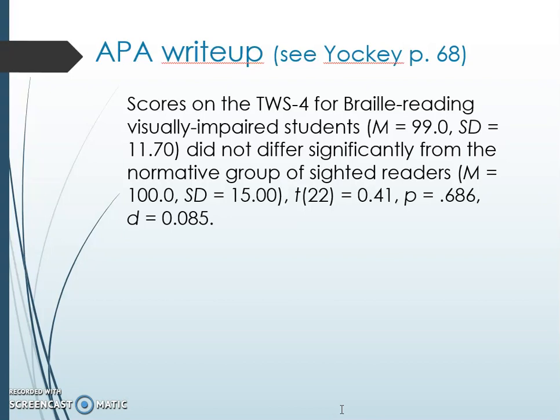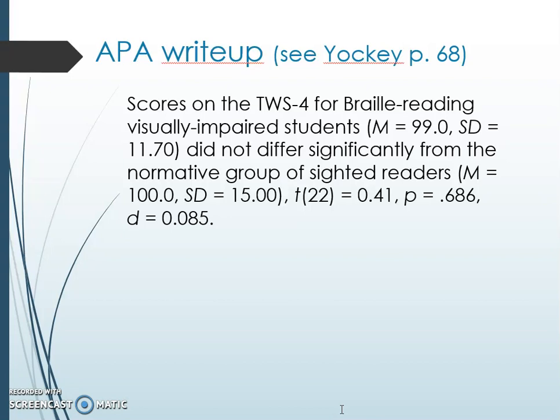So it says t and then 22 in parentheses. You'll recall that that's the degrees of freedom for the t-test. And then it gives you the value 0.41. I took off the negative sign because it really doesn't have meaning. And then the p-value that was actually reported.